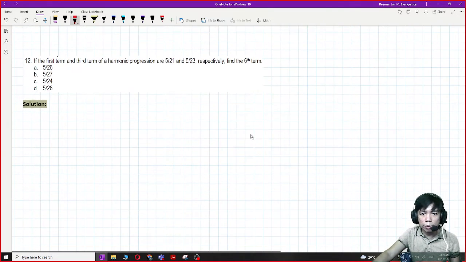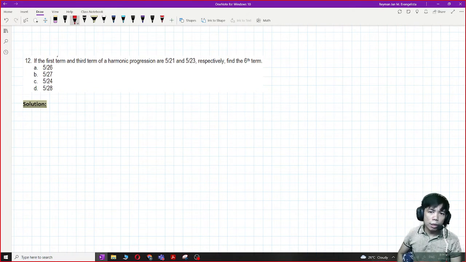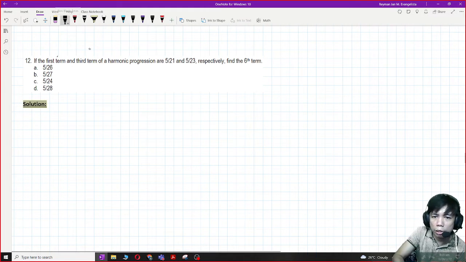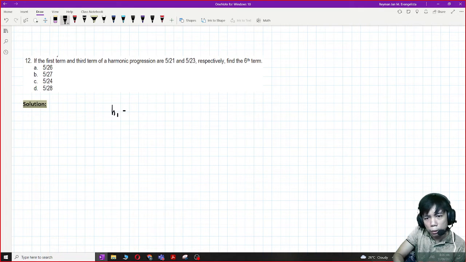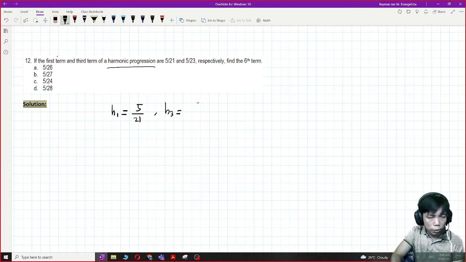Okay, next, number 12. If the first term and third term of a harmonic progression are 5 over 21 and 5 over 23 respectively, these are our terms. We have H1 equal to 5 over 21, and our third term, H3, is 5 over 23. What we are looking for is the 6th term.